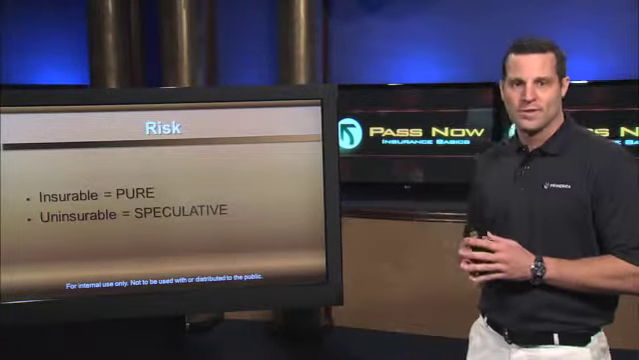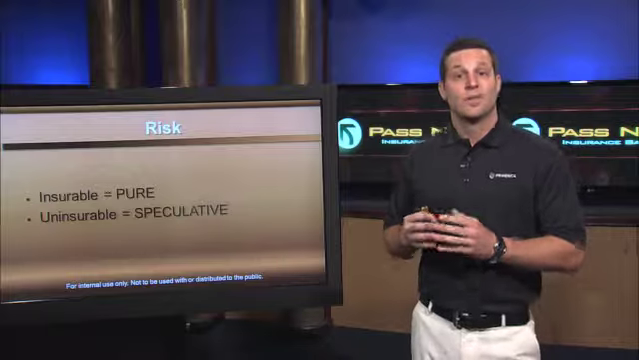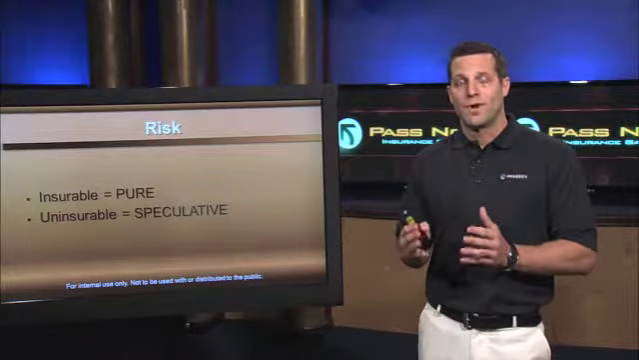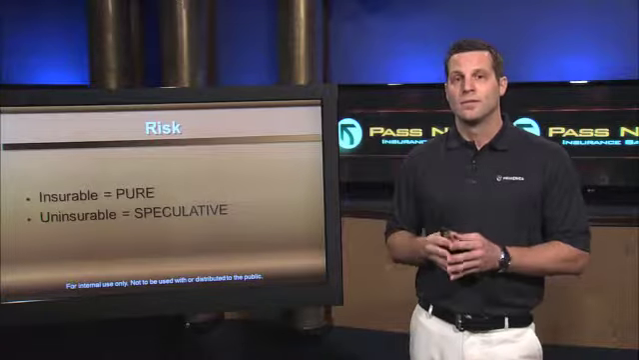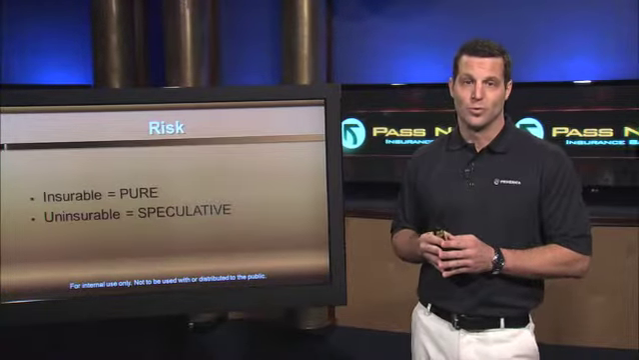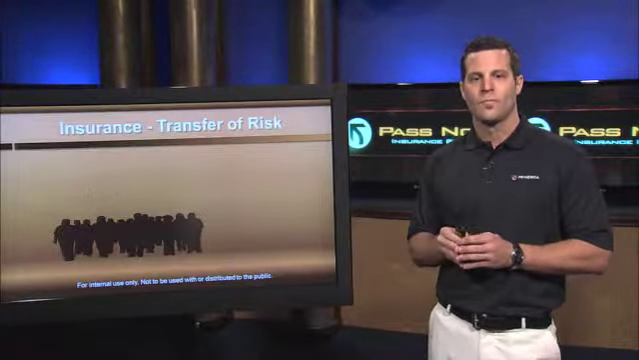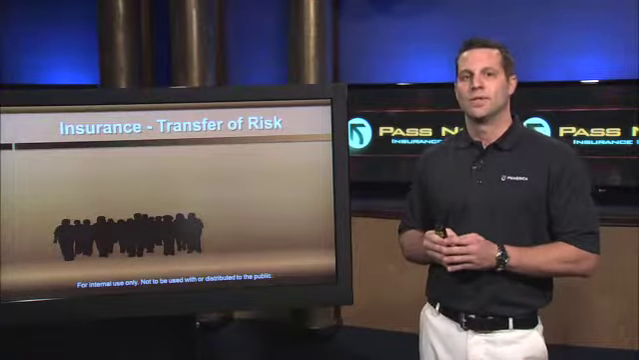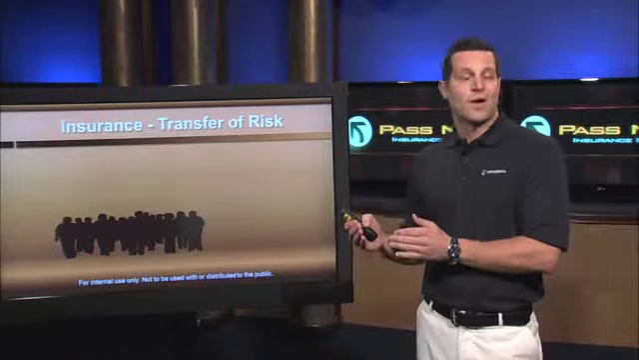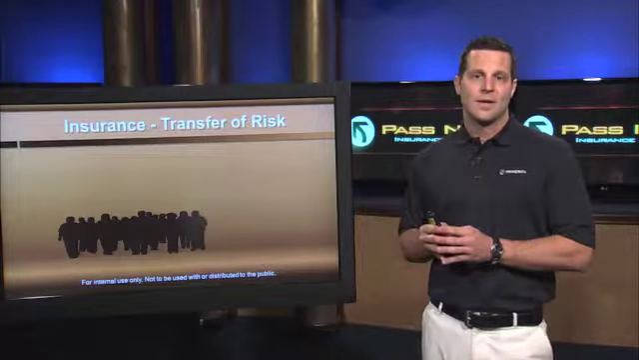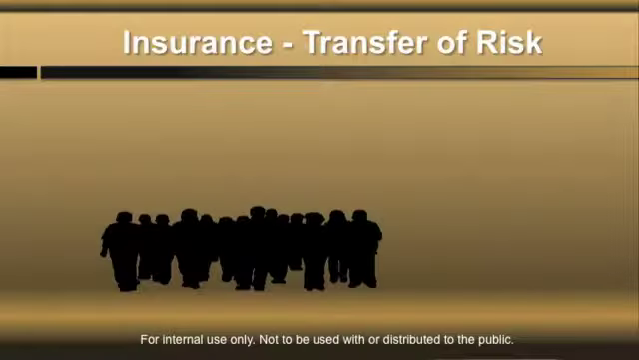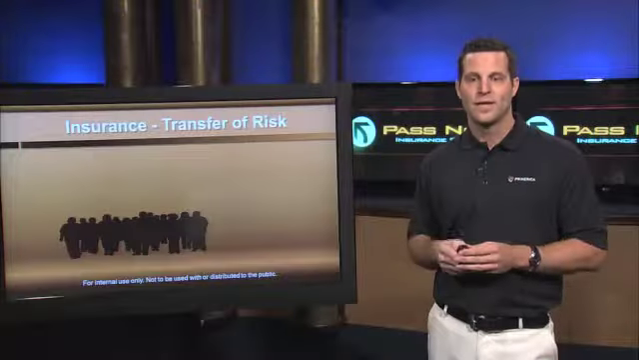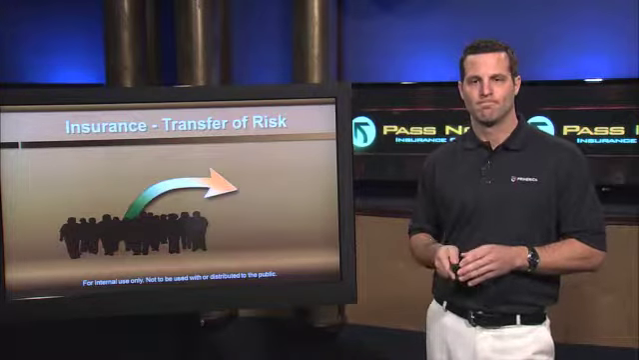Now, when we talk about risk in insurance terms, risk is defined as the uncertainty of a financial loss. There are two types of risk: pure and speculative, and only pure risk is insurable. By purchasing insurance, you actually transfer that financial risk that your families will face to the insurance company.